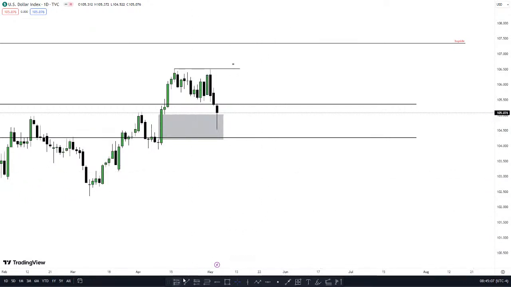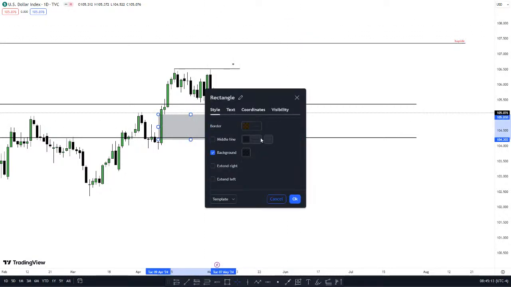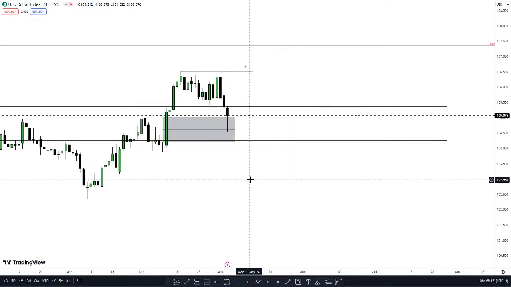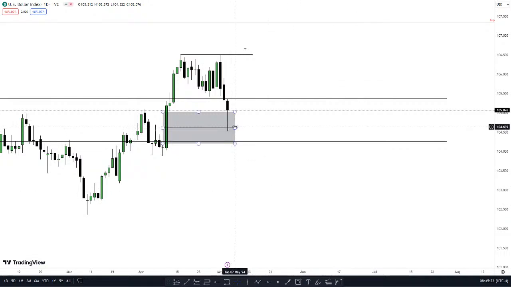So now this bullish fair value gap on the daily right here, let's see. We did touch half of that fair value gap and immediately started drawing back from it. Now that is good for me.